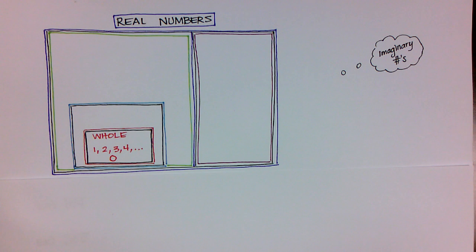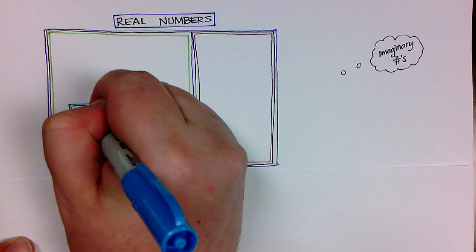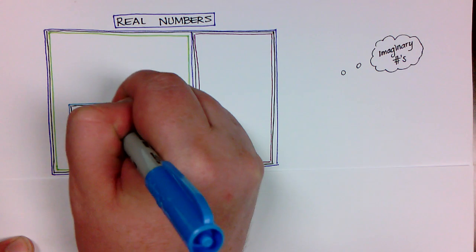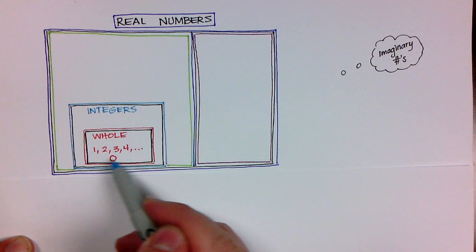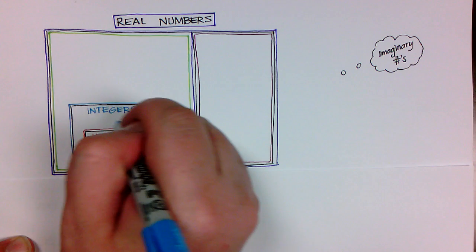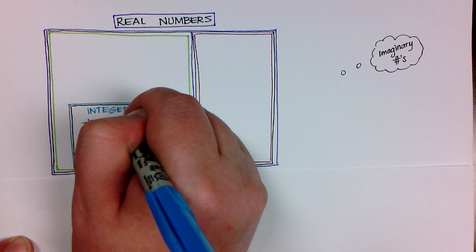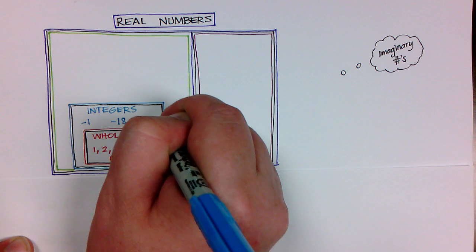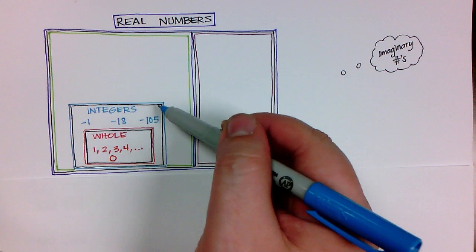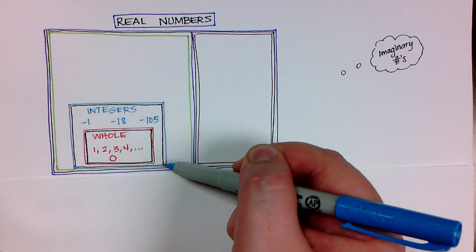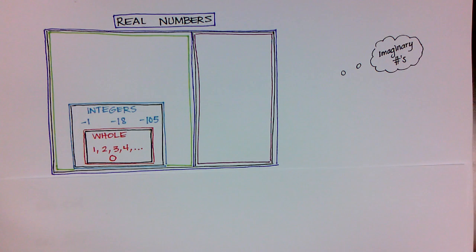Now, something that we learned in the last chapter was talking about integers. And we said that integers can be those positive whole numbers, but it also could be those negative versions. So it could be negative 1, it could be negative 18, it could be negative 105, okay? Those are just some examples of integers. So integers is this entire box, all of those positives and negatives and 0, okay?